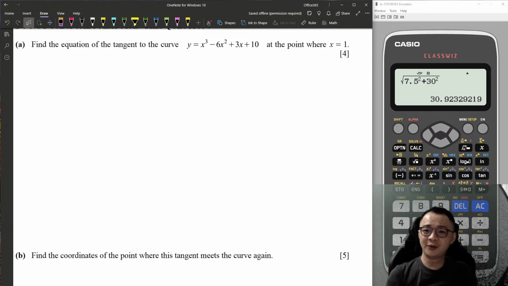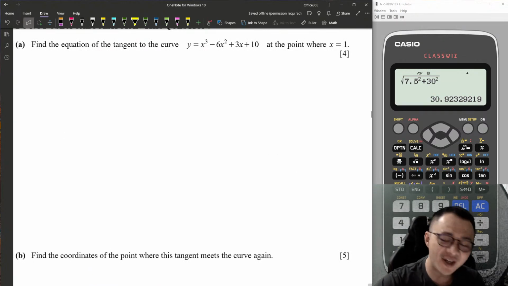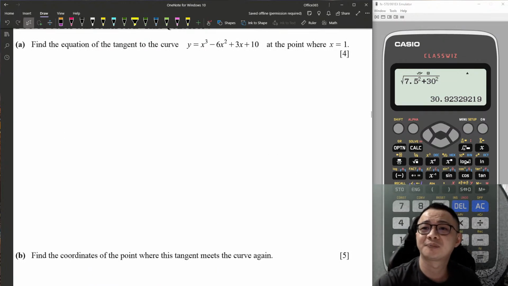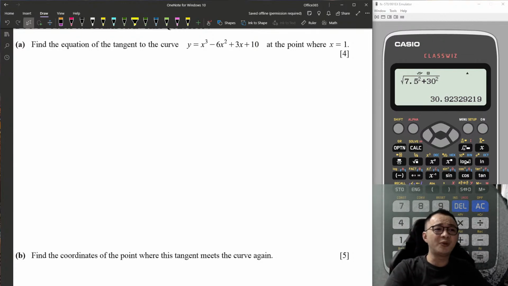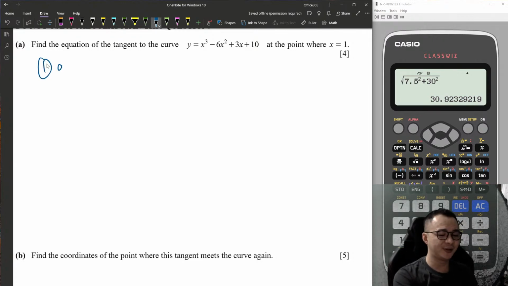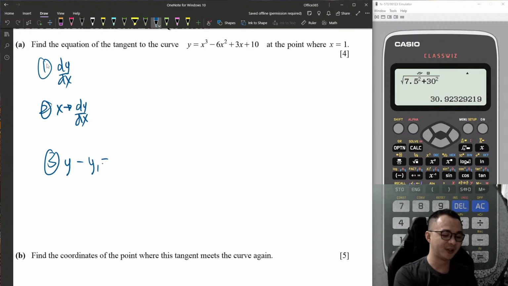Alright, so next. Find the equation of tangent. Yeah, if you watch my tutorial, you should know equation of tangent is a very easy bonus mark, because you just always need to follow the 3 steps. First step, do dy dx. Second step, sub x value into dy dx. Then you can find the gradient of tangent. Third step, form the equation.